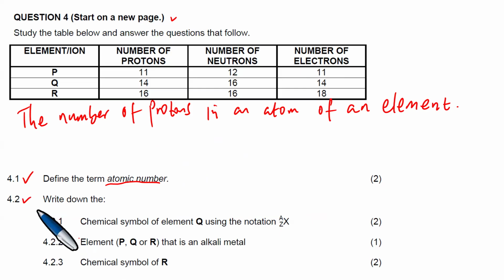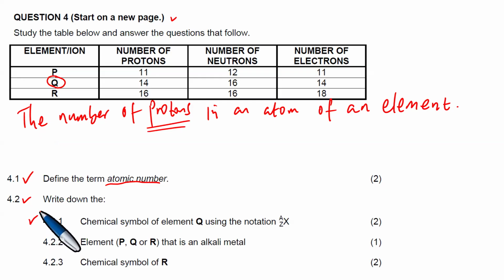Okay, let us look at the next question in 4.2. So atomic number is just the number of protons in an atom. That's all. Now, if you look at 4.2, we want to write down the chemical symbol of an element Q using the A X Z notation. What is the chemical symbol of element Q in 4.2.1?